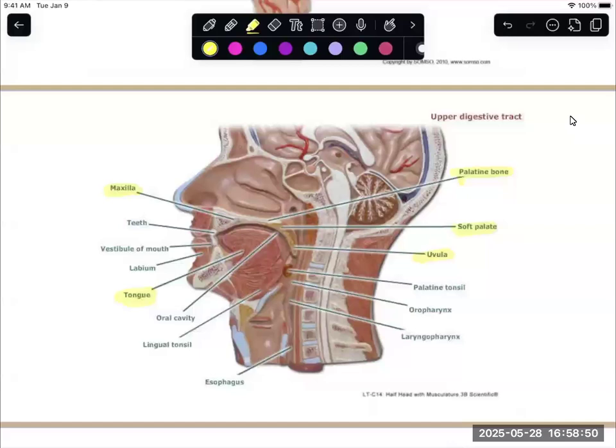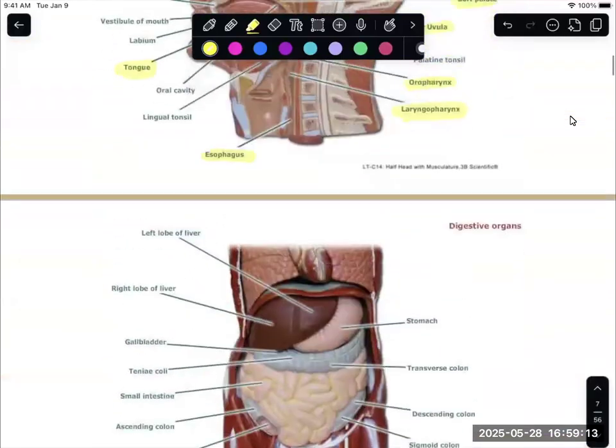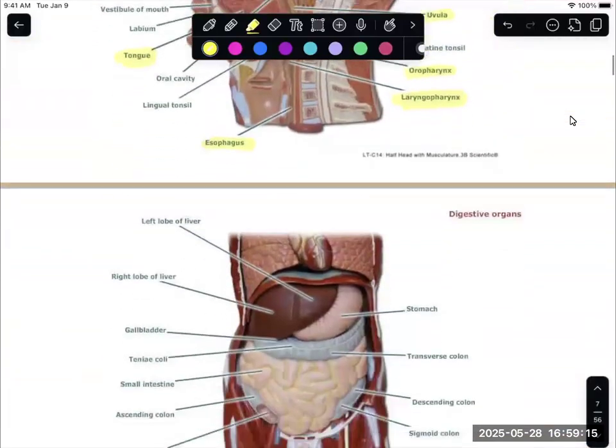We still have the oropharynx and the laryngopharynx. Those are still the same from the respiratory system. Then we can start to see the esophagus. There's the oropharynx, the laryngopharynx, and then the esophagus that travels back behind the trachea.